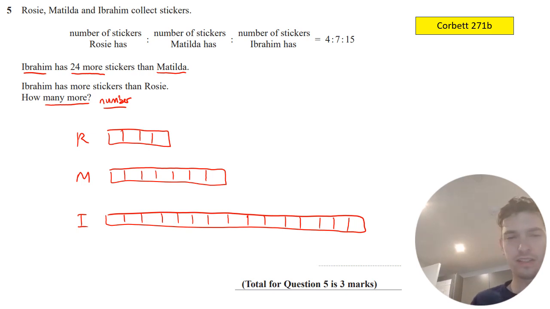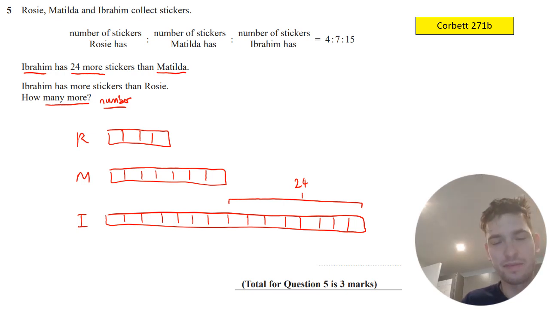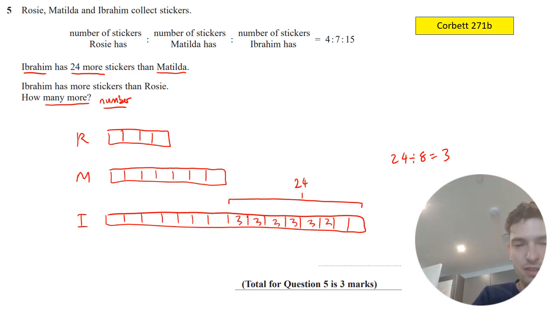Okay, what does it tell us? Well, it tells us the difference between Ibrahim and Matilda. So this difference here is 24. How many boxes is that? Well, it is 15 minus 7, which is 8. So to find out what's in each box, I'm going to do 24 divided by 8, which is 3. So I can write 3 in all of the boxes. Don't have to do it with all of them, but might as well.